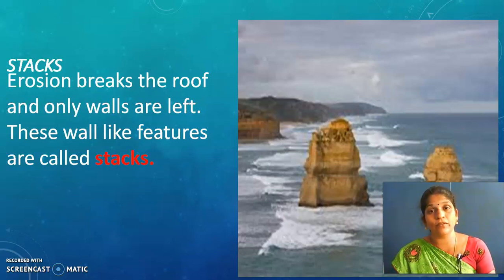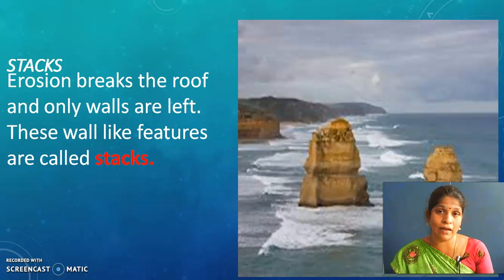Now the roof is also removed by the strong waves. The rock's roof is also removed by the strong waves. So it's called a stack. Here you see, erosion breaks the roof and only walls are left. These wall-like features are called stacks.